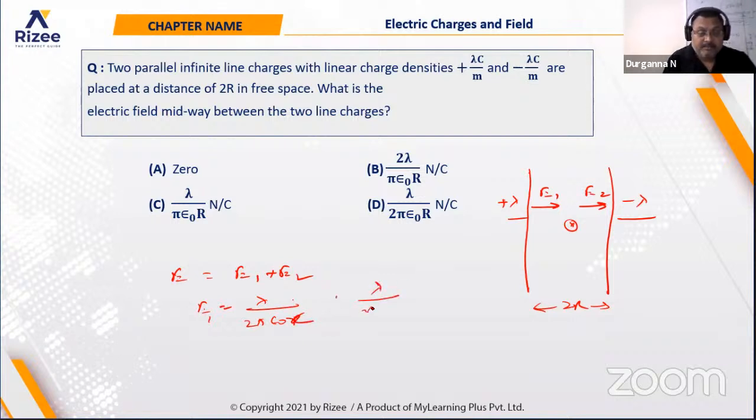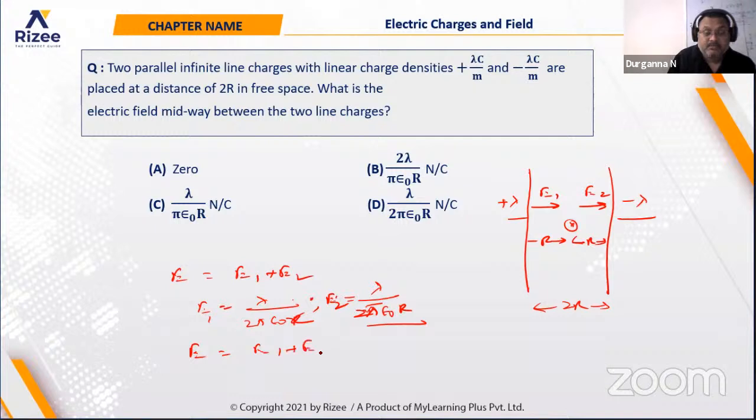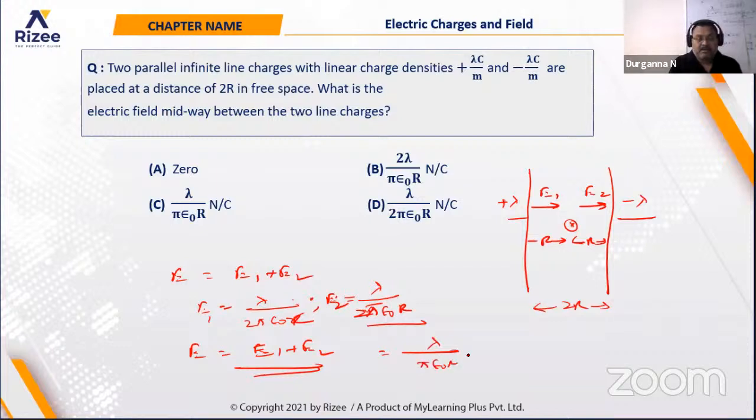Another one is lambda by 2 pi epsilon naught into r, because the midpoint is at a distance of r from here, and from here also the midpoint is at a distance of r. On adding these two, this is your E2. Both the fields are in the same direction, so the net field E is equal to E1 plus E2. You need to add up both of them to get the answer. So that means it should be lambda by pi epsilon naught r. Like this, you can solve this one.